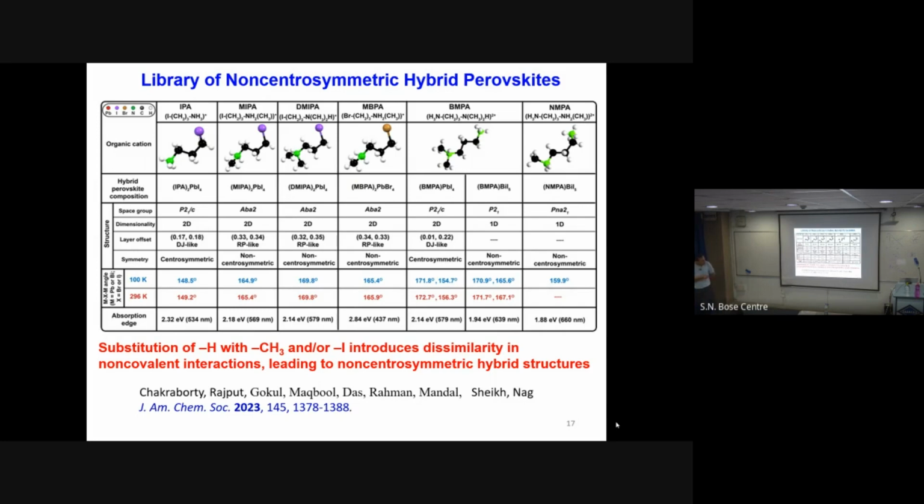For all these materials we made single crystals, and you see the space group has been mentioned in all those cases. We looked at the crystal structure in great detail for all.